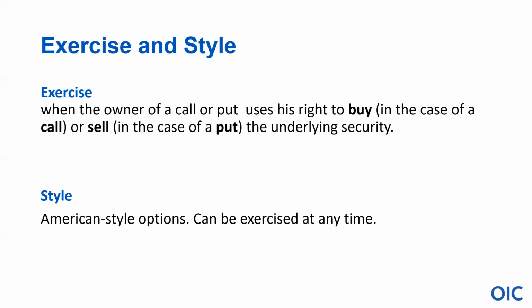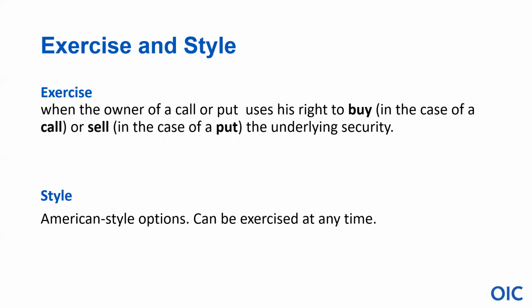Style. Now, style is something that confuses a lot of people. We have American style options, and we also have European style options. Those descriptors have got nothing to do with location. American style options can be exercised at any time. So I look at it as, let's say you go to an American restaurant and there's an enormous salad bar. There's lots of choices there, so you can have whatever you want. And I look at American style options in the same light. That's just me. So they can be exercised at any time.